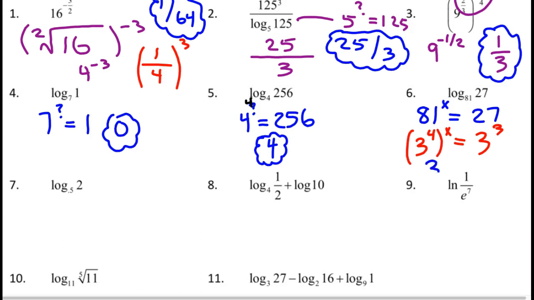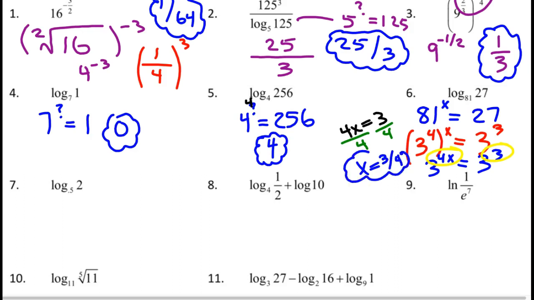So really I have 3 to the 4x is equal to 3 to the 3rd, and so that will be true when 4x equals 3. So when does 4x equal 3? Well, you could write a little equation just to be sure. Divide both sides by 4, which is what is multiplied by x, and you would get a final answer here of x equals 3/4. So there we go, number 6.